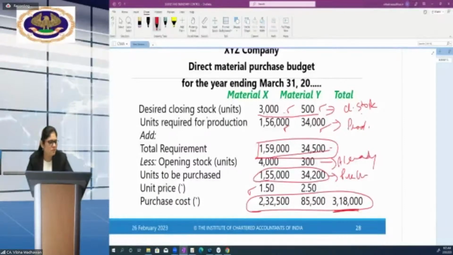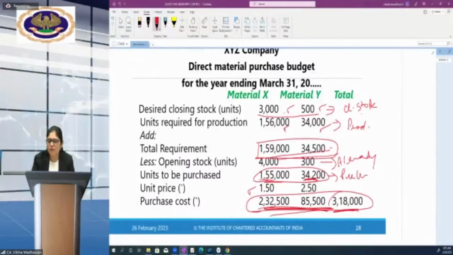All right. So students, I hope you are able to understand what I am trying to explain here. So this is the total requirement. This we already have in stock. So the balance units we need to purchase. This is the unit price of raw material which we can buy from the market and this should be the raw material purchase cost. All right. So this is how a budget helps us to arrange for the capital and finances also.